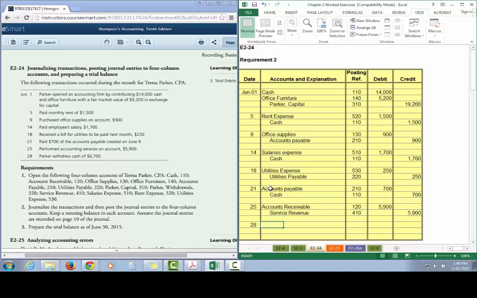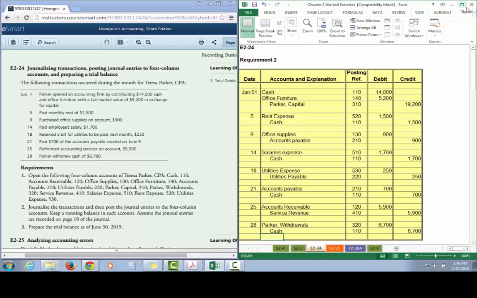Okay. Now the last journal entry transaction is for June 28th. It says Parker withdrew cash of $6,700. So when we have a withdrawal of cash by the owner, we're going to debit our withdrawals, which they said was account 320, $6,700, and then we'll credit cash, account 110, for our journal entry. Okay.